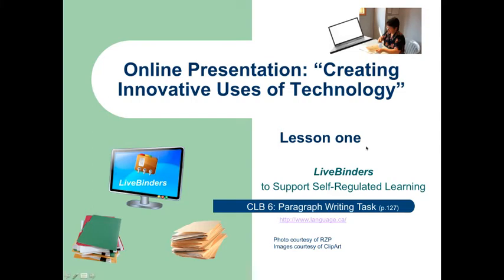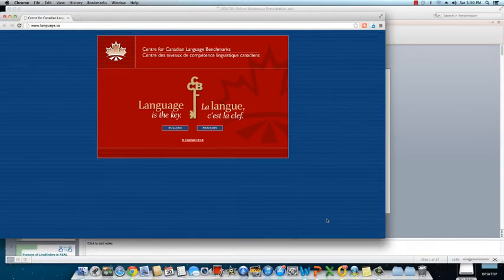Lesson 1. Live Binders. Lesson 1 of my individual project has the main focus on writing, more specifically, paragraph writing. And the level of the task is aligned with the industry standards for the Canadian Language Benchmarks, CLB. In my particular case, the level is CLB 6. Here is the link to the guide all the instructors of adult English as an additional language must use for their lesson planning.